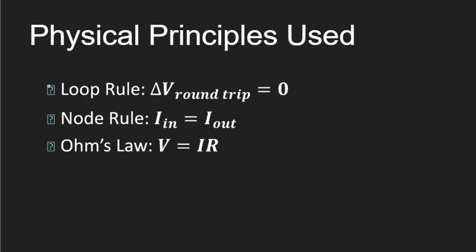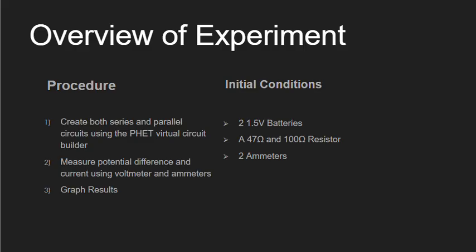Really simple principles used: loop rule, node rule, which is just what we've been doing with the nodes in is the nodes out, and then delta V in a loop is 0, and then also Ohm's law, which is pretty standard. For the experiment, we were creating both series and parallel circuits using the online virtual circuit builder, and then we were also using the in-class example for that. We were supposed to measure the potential difference and current using the voltmeter and the ammeter, and then graph those results. We had the 1.5 volt batteries, and the 2 different ohm resistors.